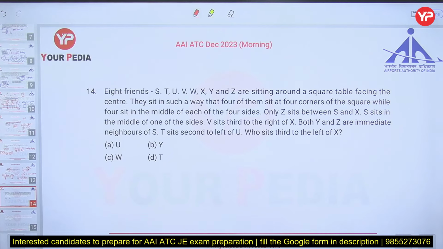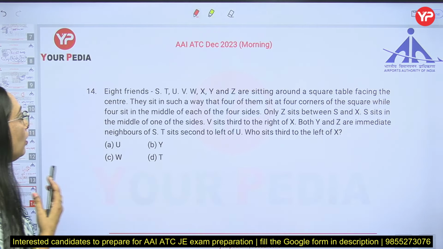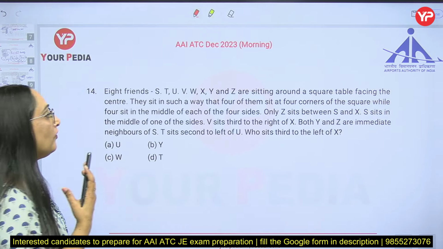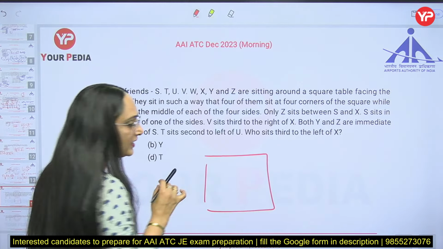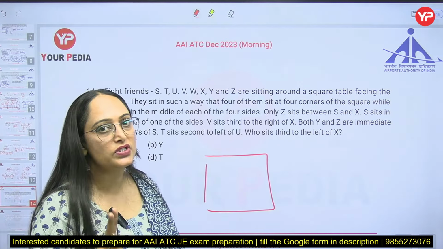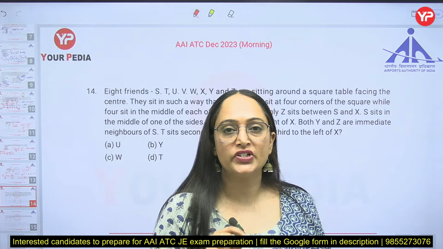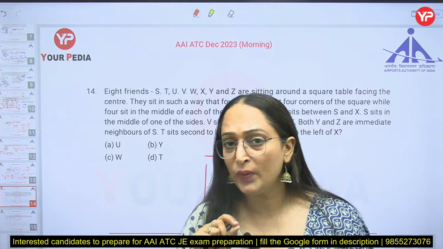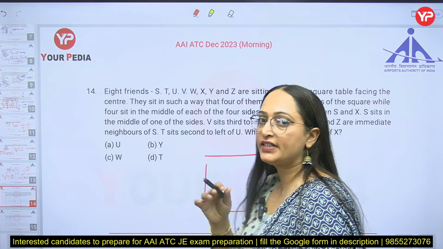Now, 8 friends are sitting around a square table facing the center. They sit in such a way that 4 of them sit at the corners of the square and 4 sit in the middle of each of the 4 sides. See, I told you sitting arrangement is very important. 2 questions from sitting arrangement in this shift. One is linear, when they are sitting in a line, and one when they are sitting around a table.